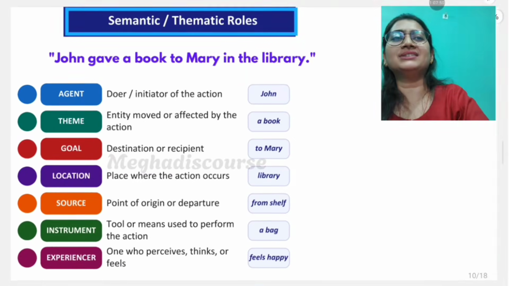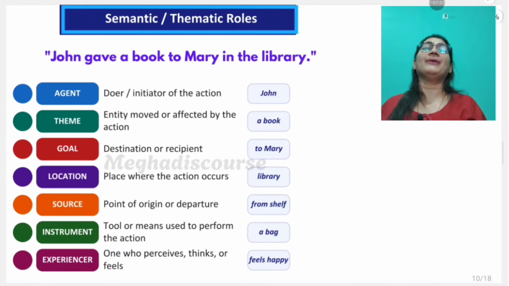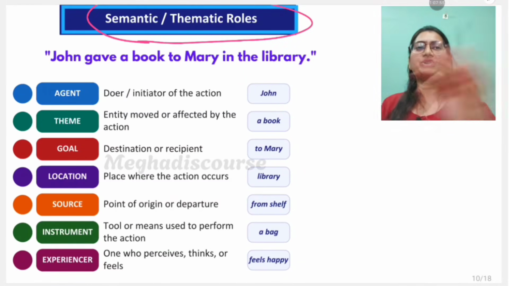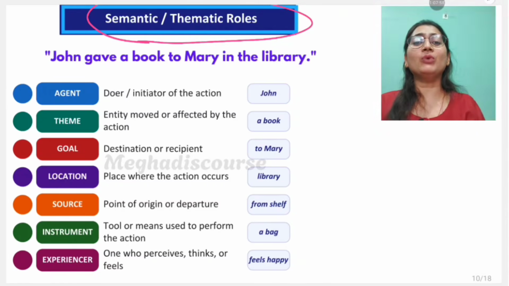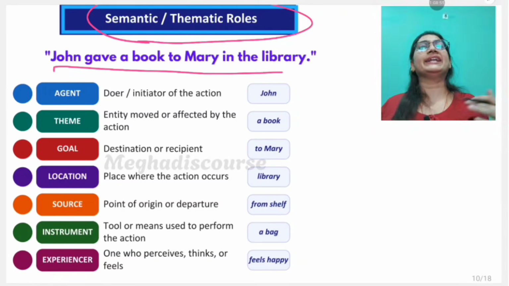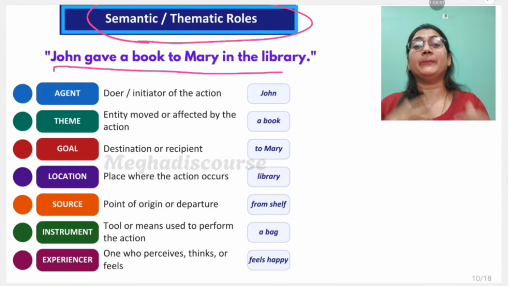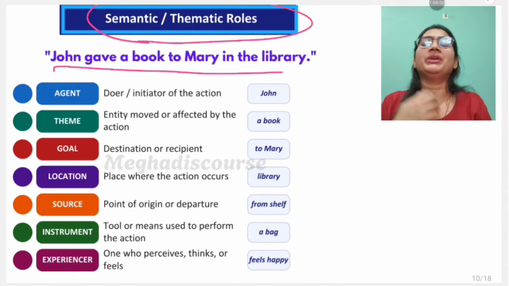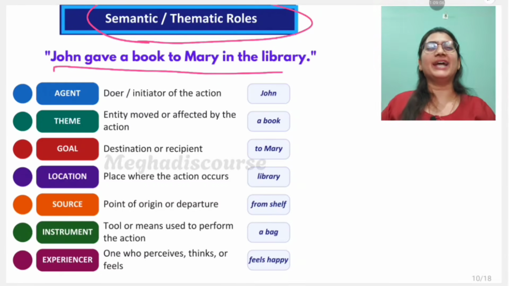Now we have some small concepts behind that. First, we have semantic and thematic roles of words. So this is the simple meaning of this sentence. Now what you have to understand: when a sentence describes an event, the different participants play different roles. These are called thematic roles, or theta roles in Noam Chomsky's words.